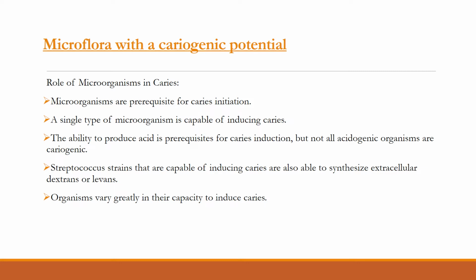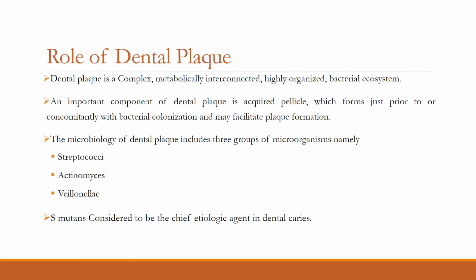Some microorganisms only are causing the caries. The ability to produce acid is a prerequisite for caries induction, but not all acidogenic organisms are cariogenic. Streptococcus strains that are capable of inducing caries are also able to synthesize extracellular dextrans or levans. Organisms vary greatly in their capacity to induce caries, which forms just prior to or concomitantly with bacterial colonization and may facilitate plaque formation.